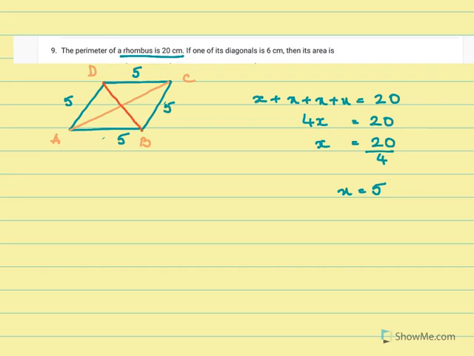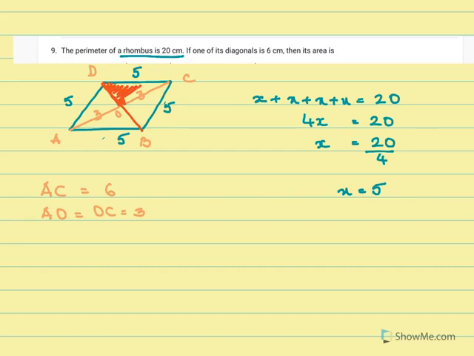Now our AC is 6, and I put O. Therefore, AO equals OC equals 3. So this becomes 3, and this becomes 3, half, half. Here is a right angle triangle always. So we need to find out DO.